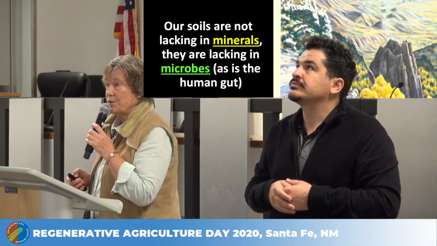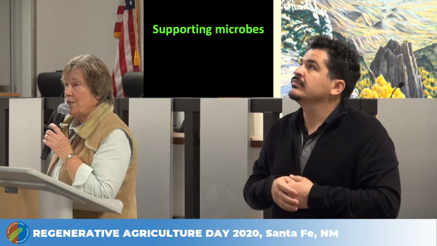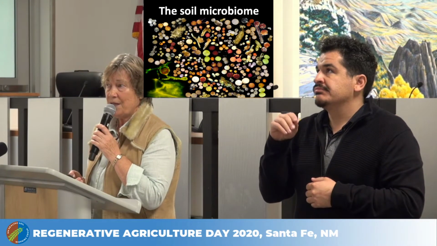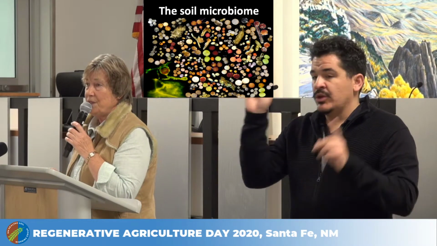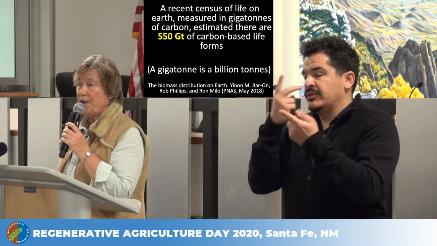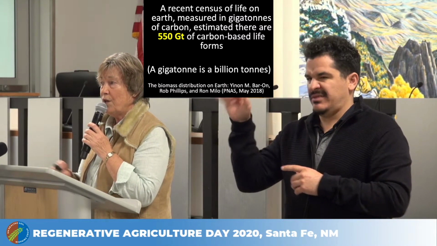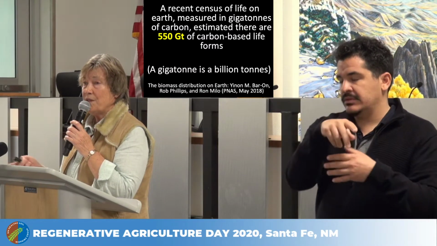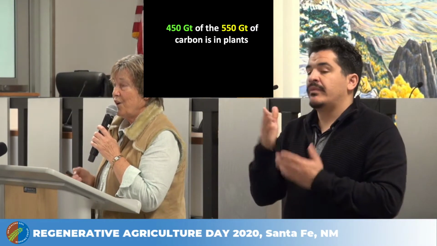A recent census of life showed that there is 550 gigatons of carbon-based life forms on Earth, and 450 of that is in the form of plants, which is hardly surprising because almost anywhere you go, the major life form that you will see is plants. But what constitutes the other 100 gigatons? This is where it gets really interesting. So we have 450 of the 550 gigatons in plants. What makes up the other 100? Well, it's nearly all things we can't see.